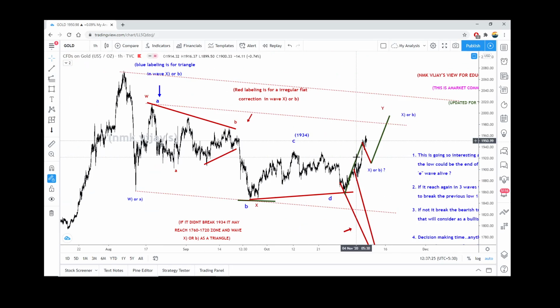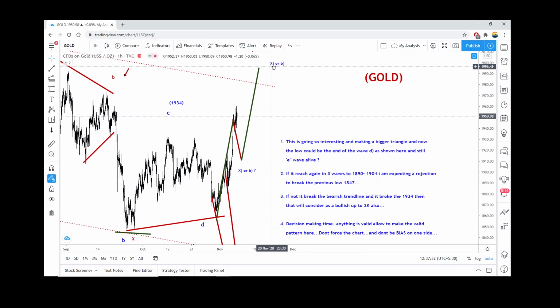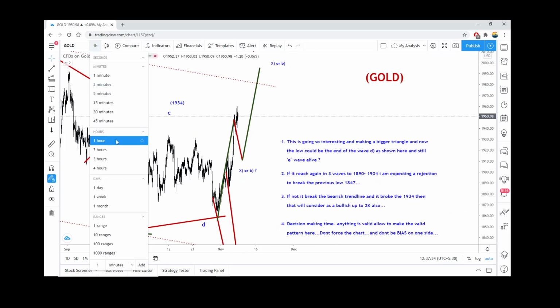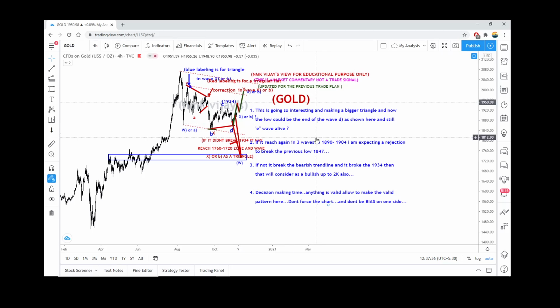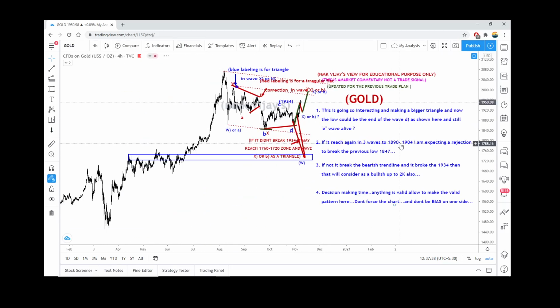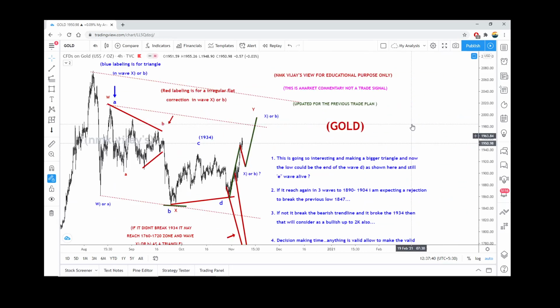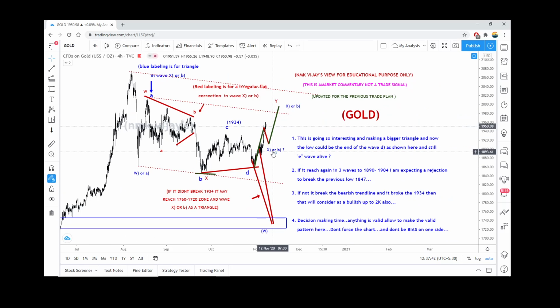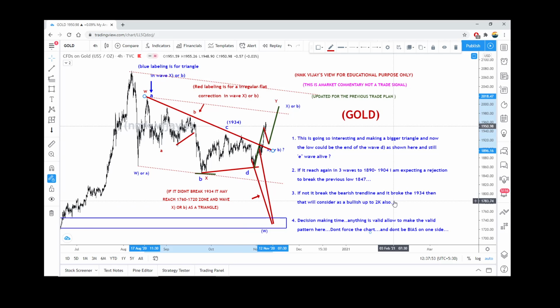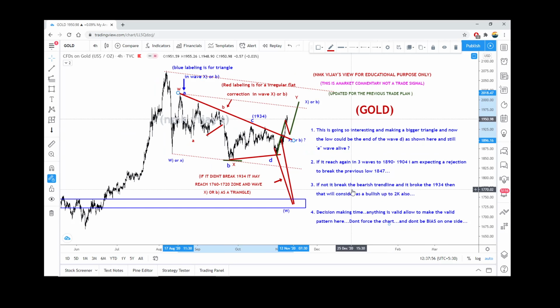So perfectly it did, and that triangle is got invalid now here. And what I said is, I explained and I have updated in the Telegram channel also, because I didn't update a lot of things because of my system crashed, and I have informed in that previous video also. So I didn't update anything, but what I said is, if it breaks this 1934, there is a lot of chances for making 2000 also.